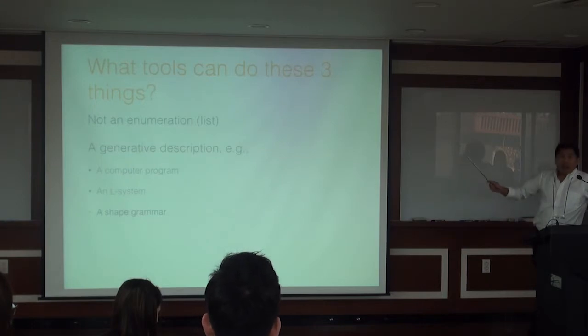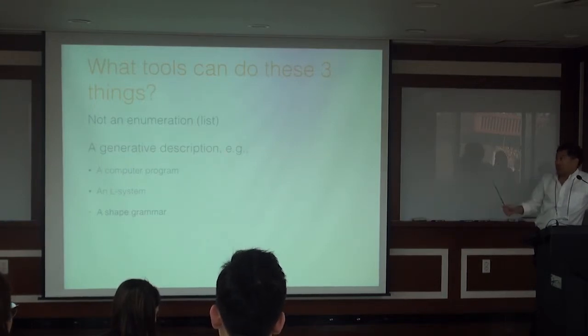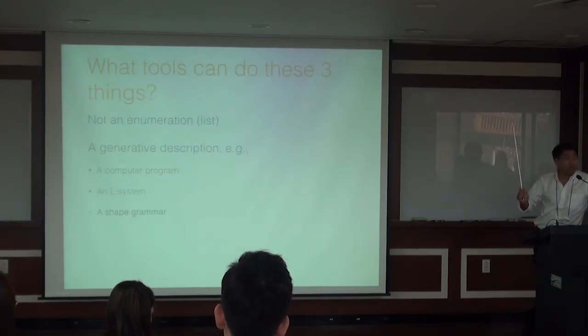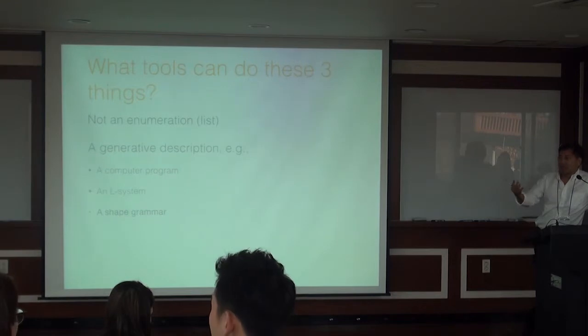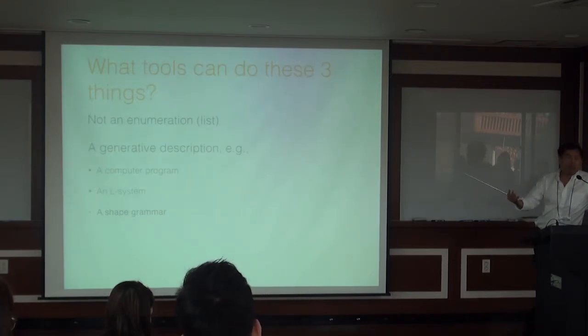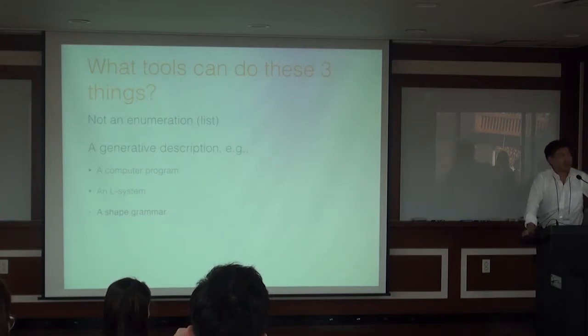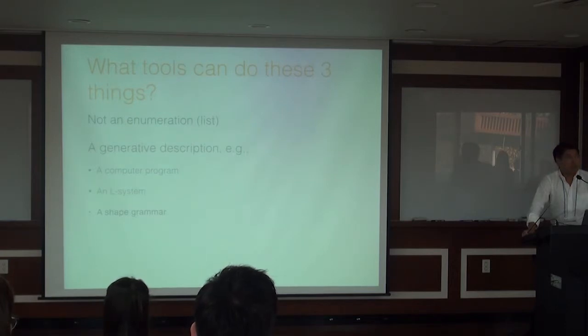Now, what kind of tools can do these three things? Not a list. A list lacks explanation. A list only tells you membership or not membership. So a list is no good. The answer, which they actually don't say, but seems to me obvious, they're pointing to a generative description. And a generative description can take many forms. The most obvious one is a computer program.